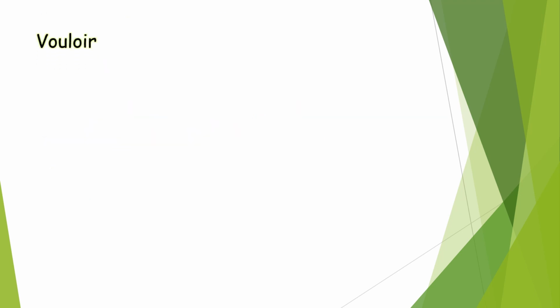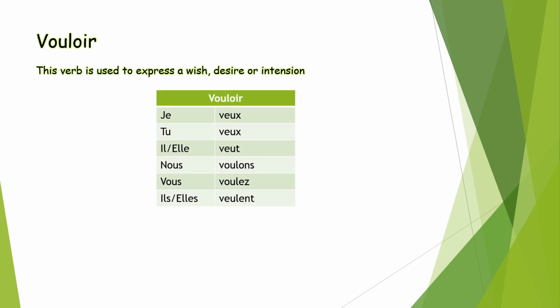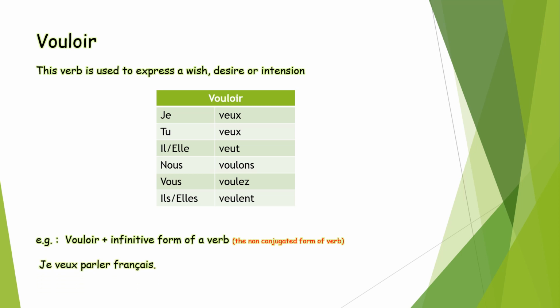Vouloir. This verb is used to express a wish, desire, or intention. Vouloir: je veux, tu veux, il, elle, on veut, nous voulons, vous voulez, ils, elles veulent. Example: vouloir plus infinitive form of verb, the non-conjugated form of verb. Je veux parler français. I want to speak French.